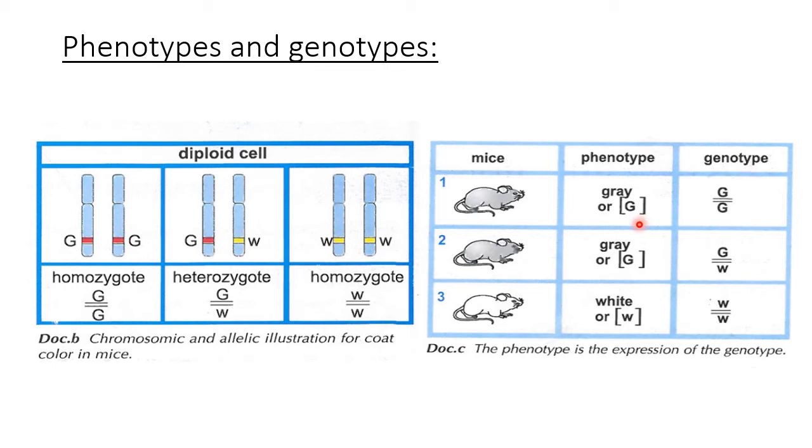Okay, another one, it is gray, also having phenotype gray, but genotype GW. It is heterozygote, but also the phenotype is gray. It means those have the same phenotype but different genotype. Okay, white or W, I write in the phenotype. This is a white mouse. It is represented as WW.